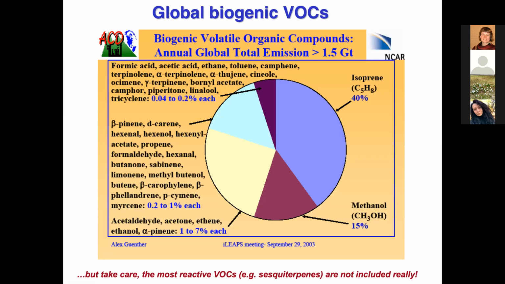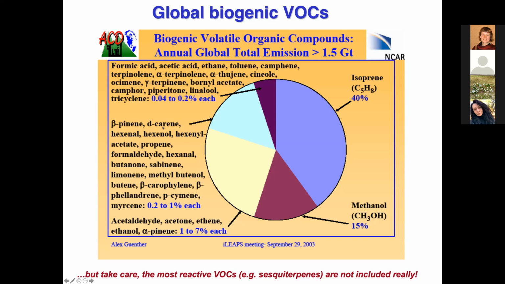So as said, isoprene is about 40% of all emitted biogenic volatile organic compounds globally. Then we have methanol, which is 50%, and then already comes alpha-pinene. Alpha-pinene is in this group, which is 1 to 7% each of them. So alpha-pinene is quite important. And then in the next group, which is 0.2 to 1, so about 1%, there we have already the beta-caryophyllene.